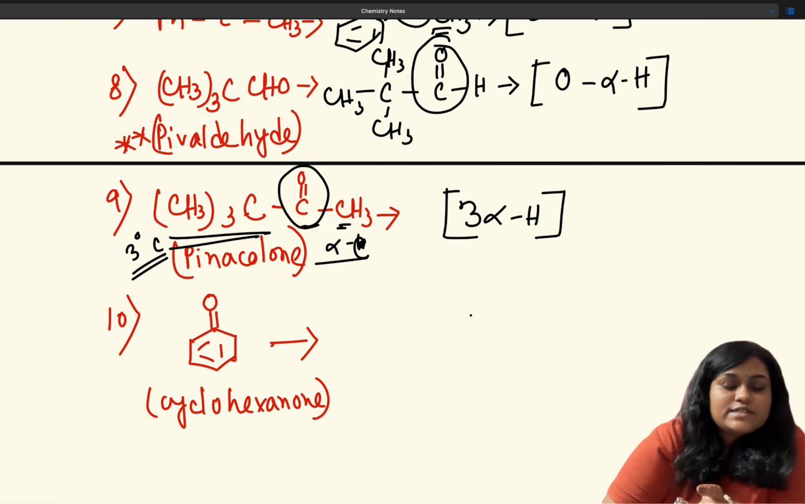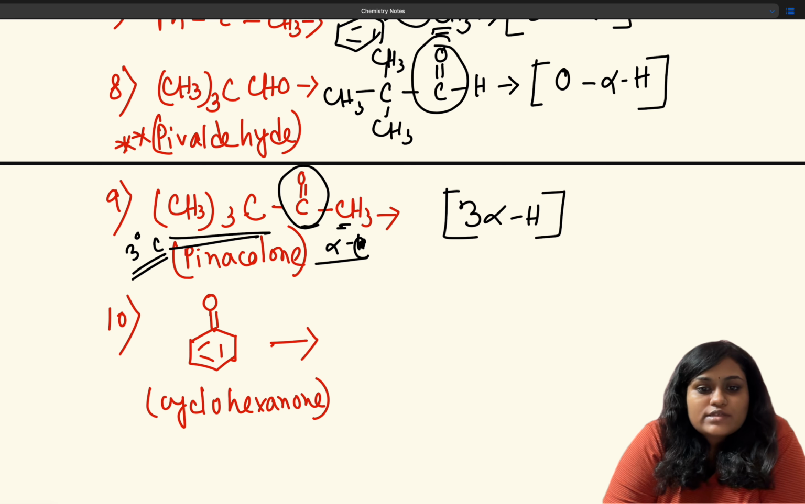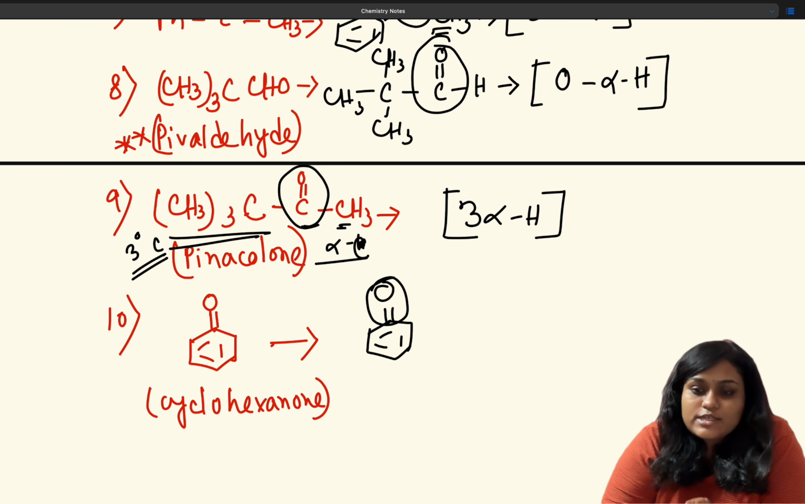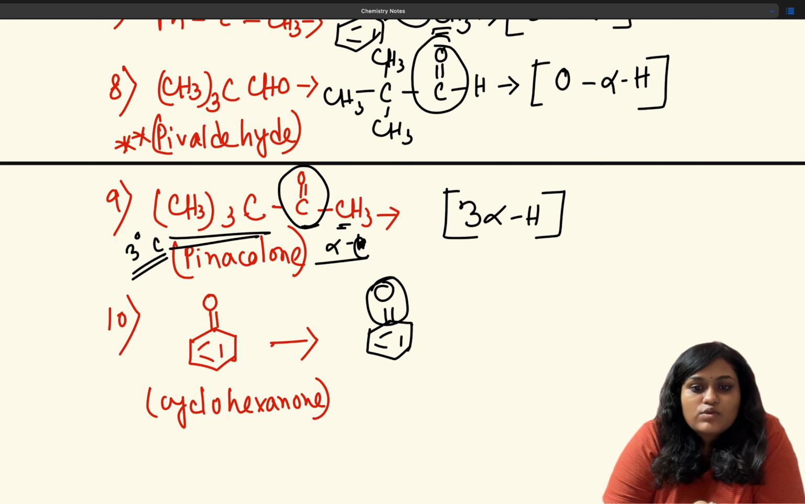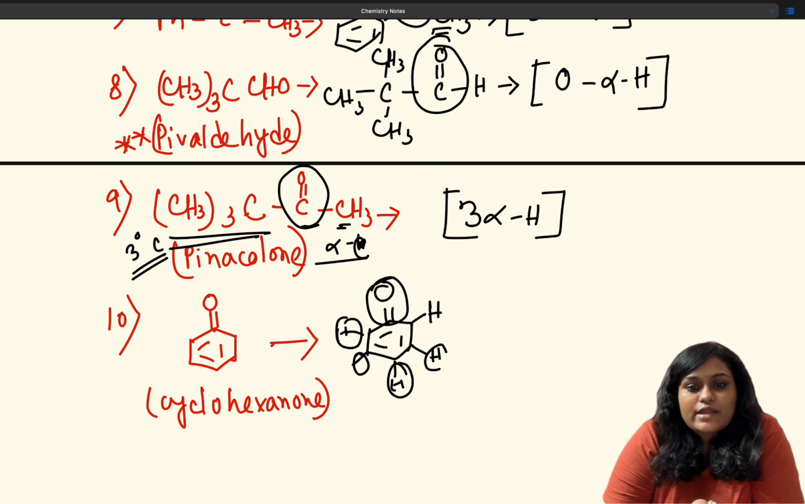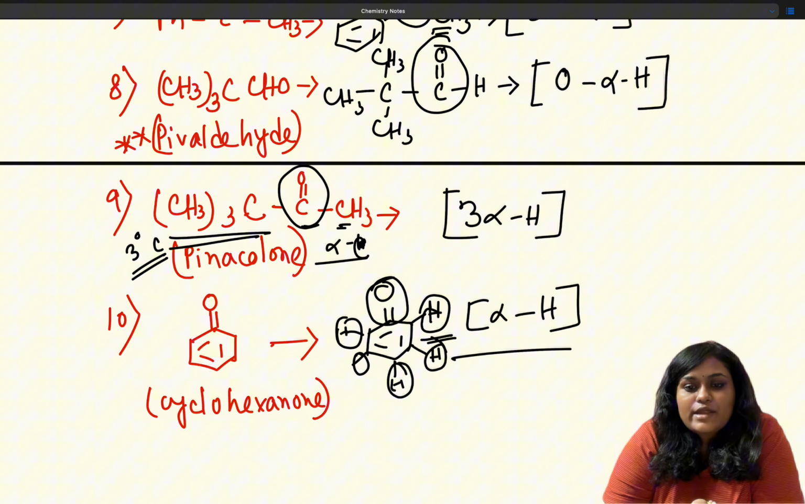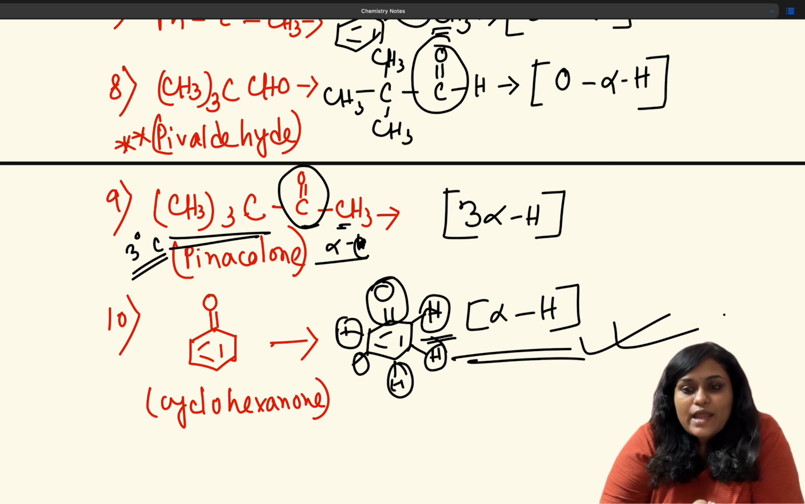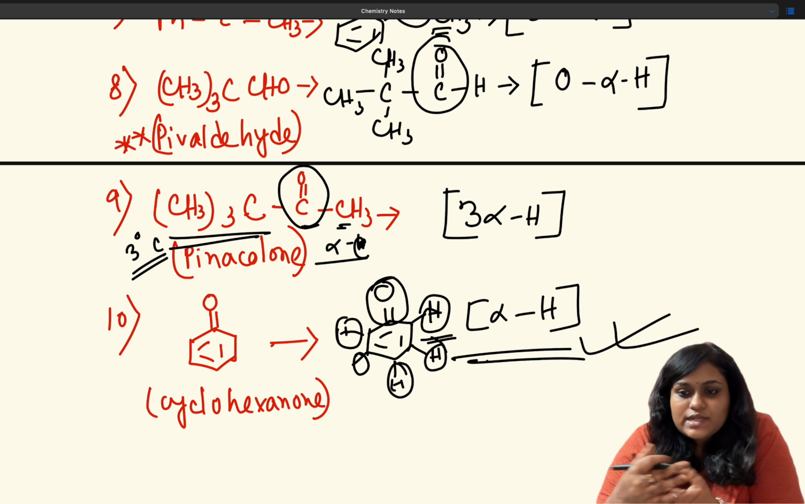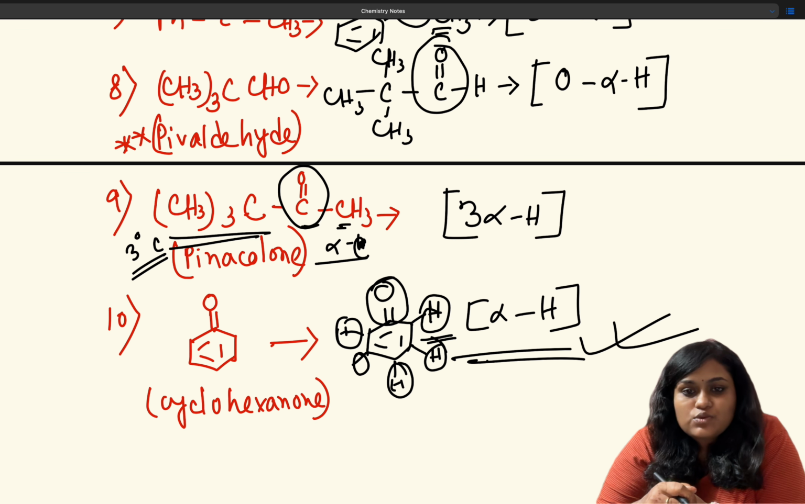Our next example is cyclohexanone. Here you can see the structure, it has the C=O group, and along with that the ring carbon has adjacent hydrogens, right? So it has alpha hydrogen, and it contains alpha hydrogen, so it undergoes aldol condensation. So these are all the examples, these are the 10 examples where we can find the alpha hydrogen. So that's all for today.